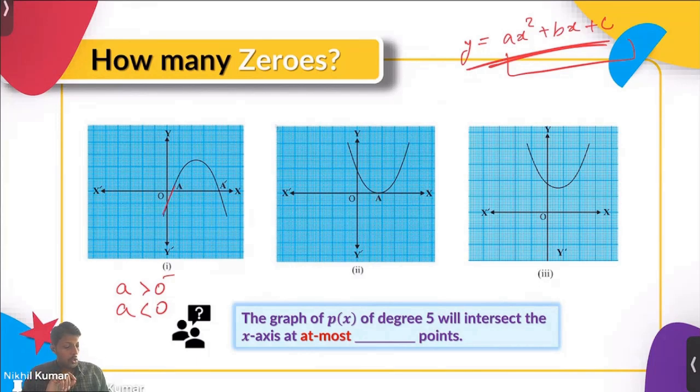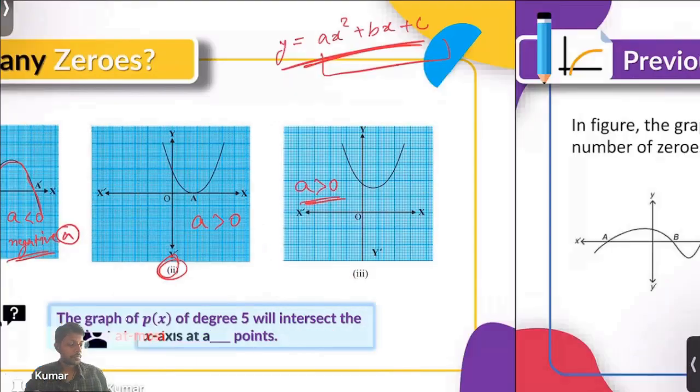This parabola is opening downwards. That means a must be negative. So what would be the sign of a in the second one? Here a would be positive. In the third one also a would be positive. So the coefficient of x square, this is how you can figure out whether it is negative or positive.